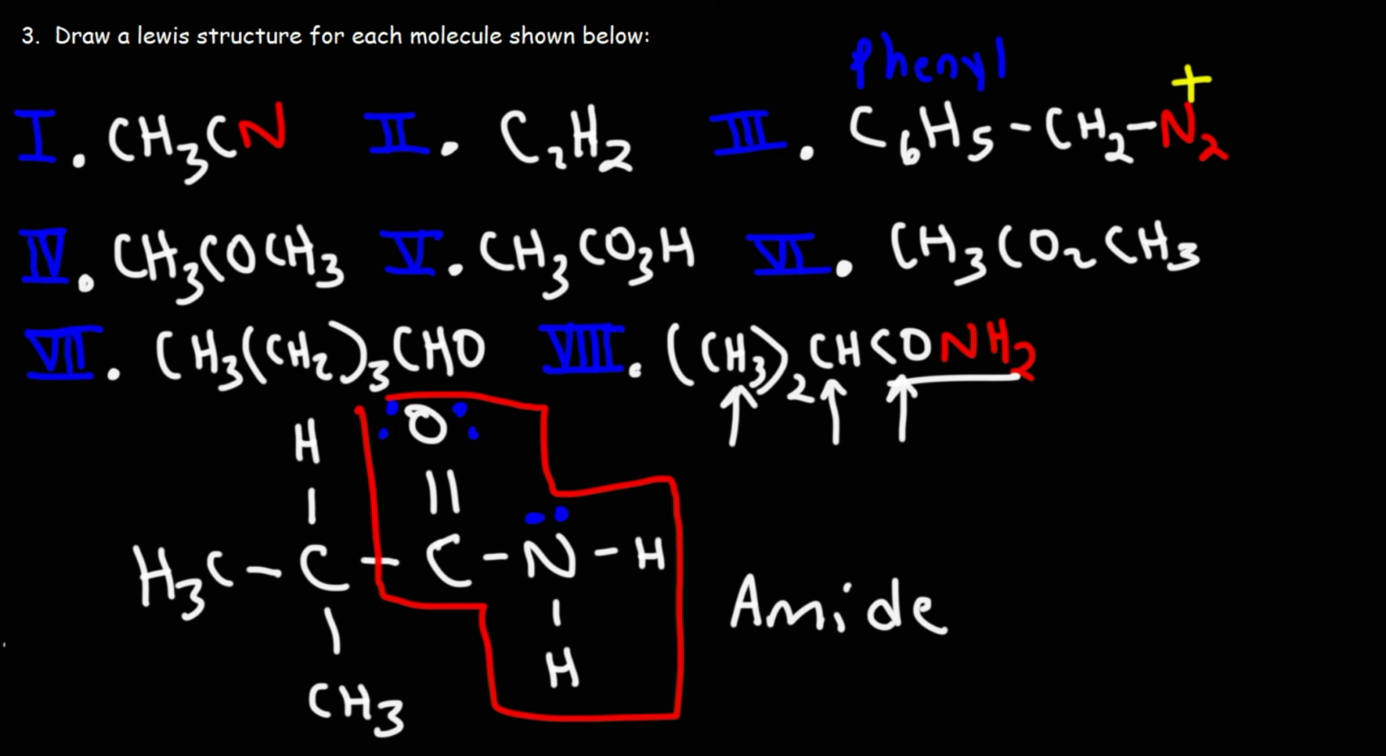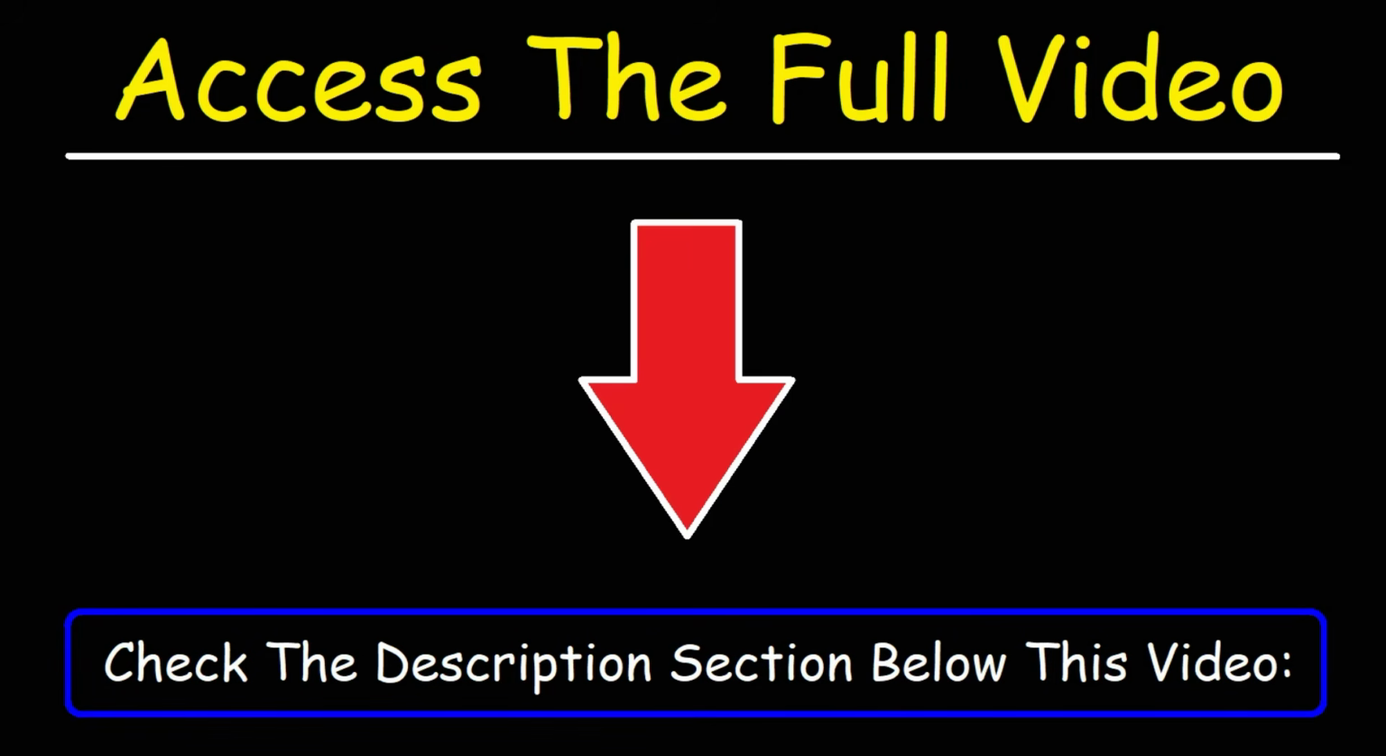So that's it for number 3. Now you know how to draw Lewis structures for common functional groups.